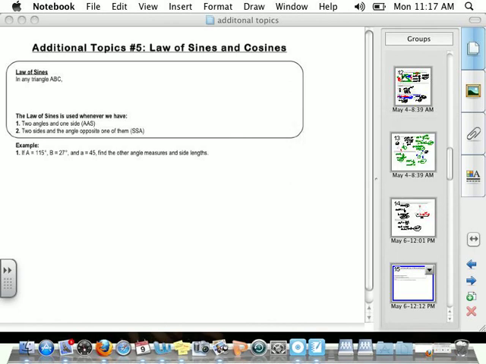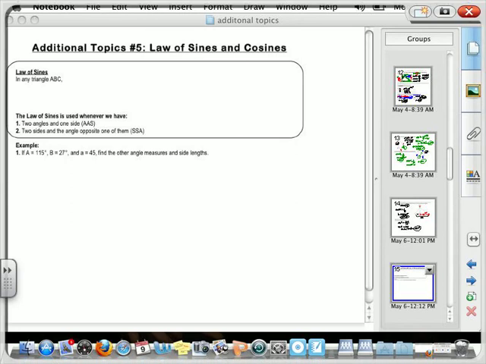All right, so the next topic is law of sines and cosines. Do you guys remember this from geometry? Hopefully. All right, so law of sines, it says in any triangle ABC, the following is true.